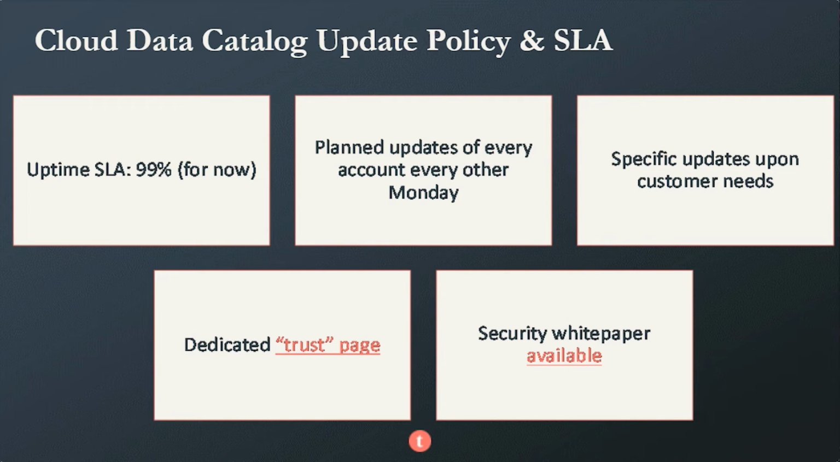There's also a dedicated trust page. So you can go in, you can actually see what's happening with the cloud. You can see if it's up or down, what exactly is happening on the cloud instance, which is very nice. It's a quick way to see if you're having any issues with your cloud instance. And then security white paper. So for those of you that have any questions around security, the architecture, and making sure that that fits within your security policies, we do have a security white paper available. So please reach out to your sales rep for that.